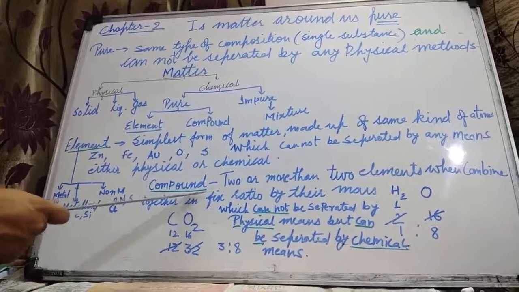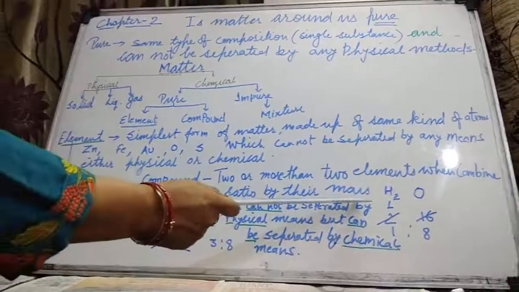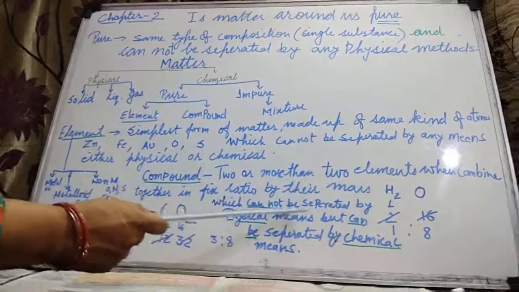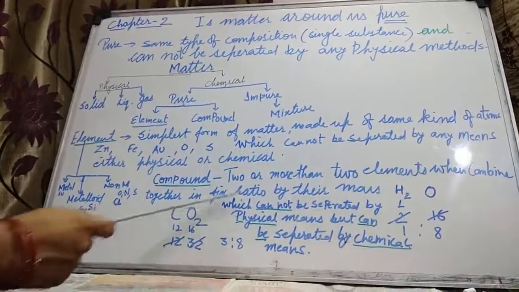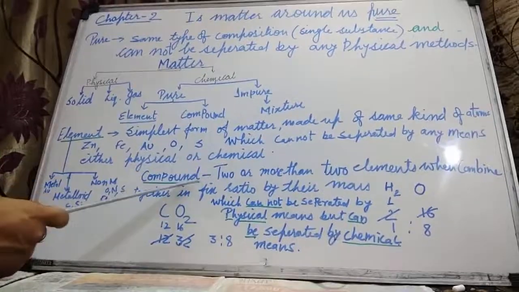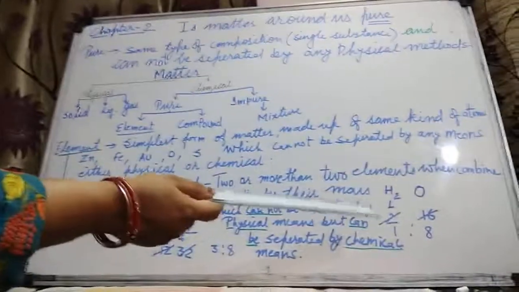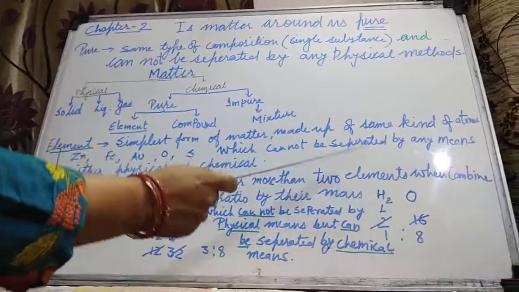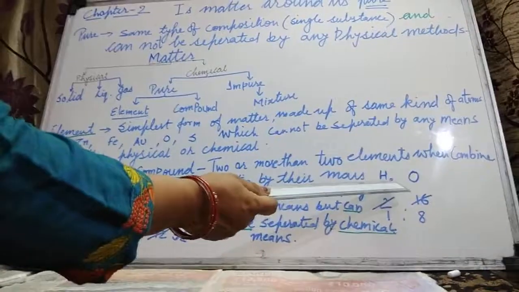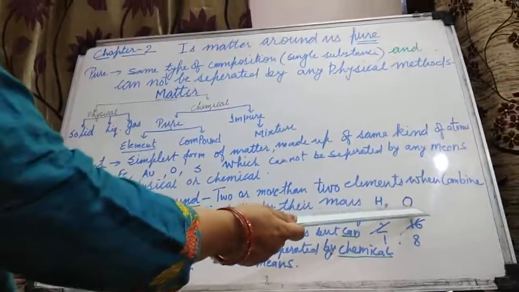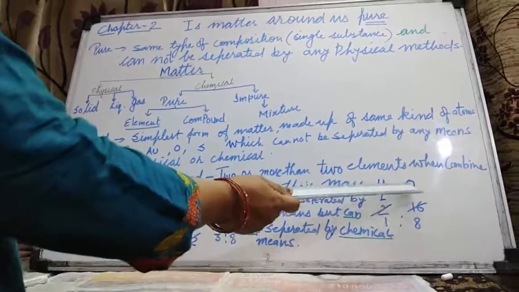Now I am taking compound. When two or more than two elements combine together in a fixed ratio by their mass. When you learn the atomic masses, this point will be more clear to you, students. Two or more than two elements, when combined together in a fixed ratio by their mass, form a compound. Like I'm giving you an example, water. You all know the formula of water, H2O. In 7th class, you have done much about the elements. So, H2O, you are observing that two atoms of hydrogen and one atom of oxygen are there in water.